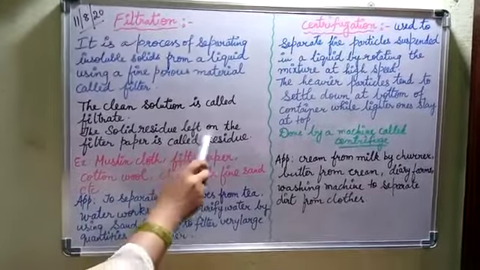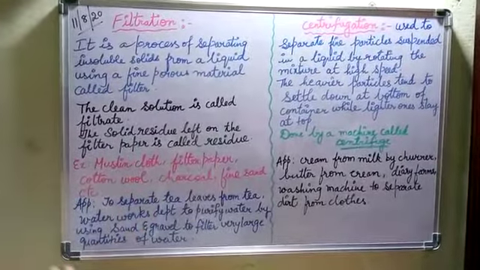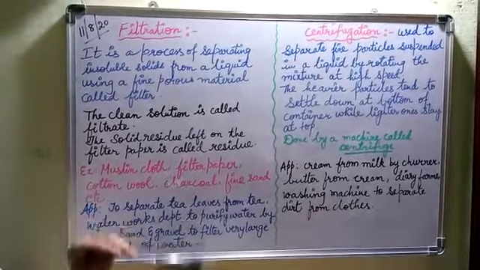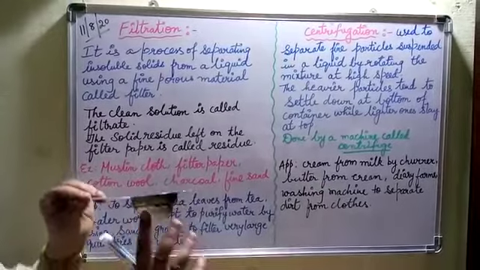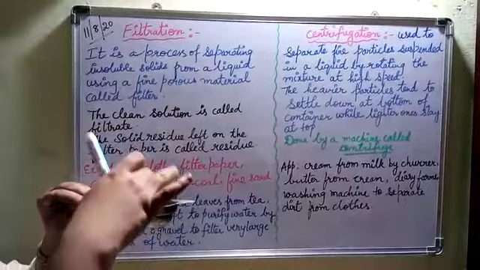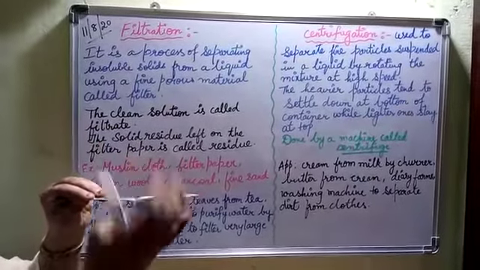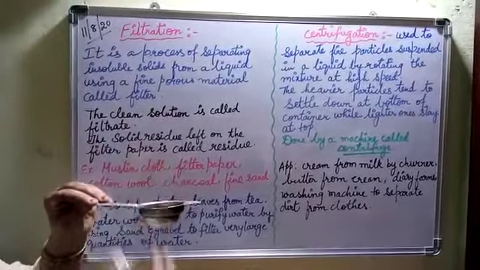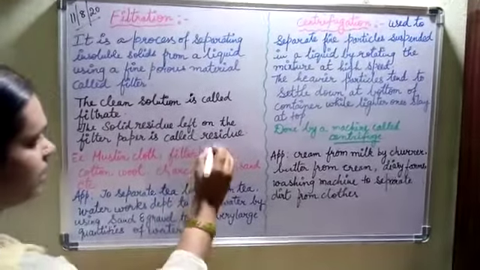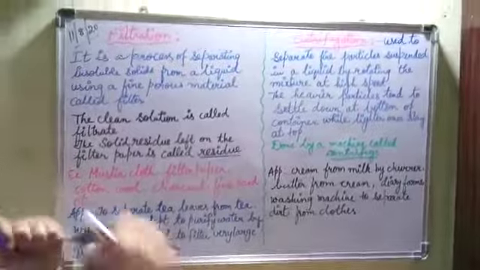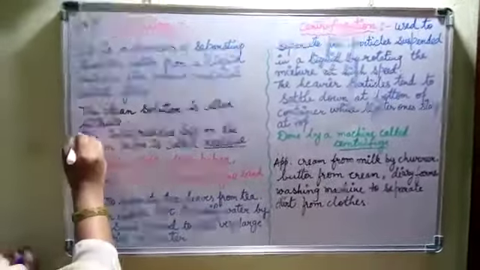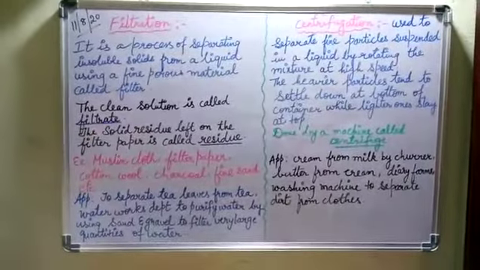And the solid residue is left on the filter paper. Generally when we do experiments, we use filter paper. In our day-to-day life, we use this tea filter. When she is filtering, you can see the solid particles which are deposited. These solid particles left in the filter are called the residue. The solid particles left in the tea filter are called the residue. The clean solution which comes down is called the filtrate.